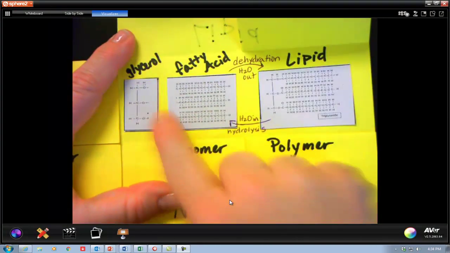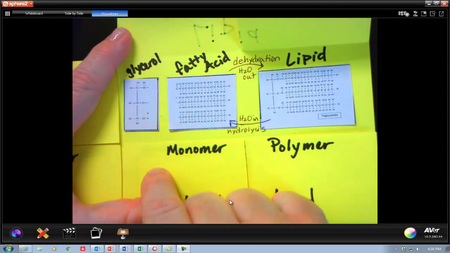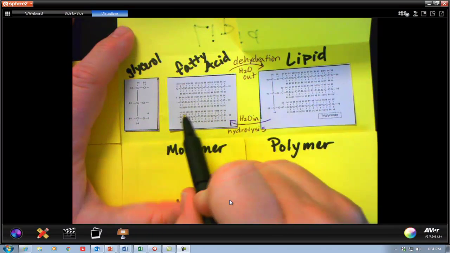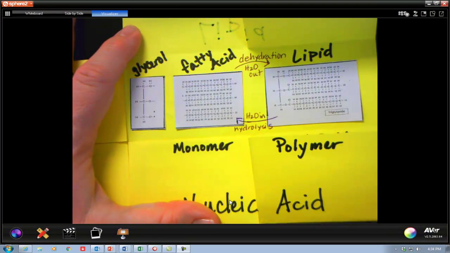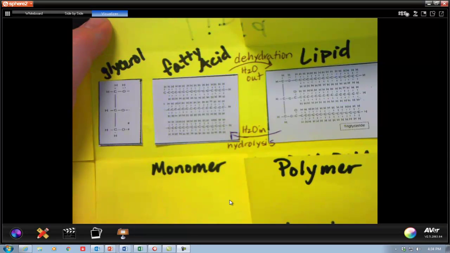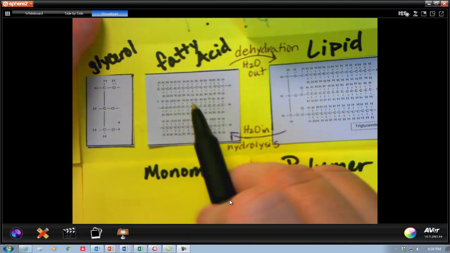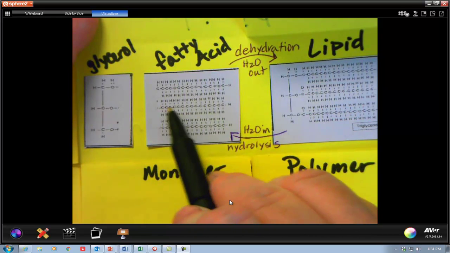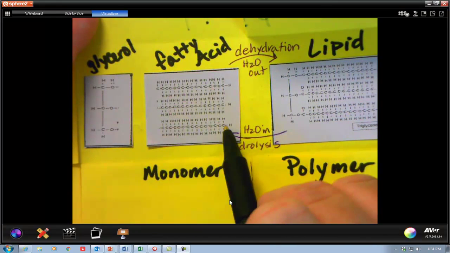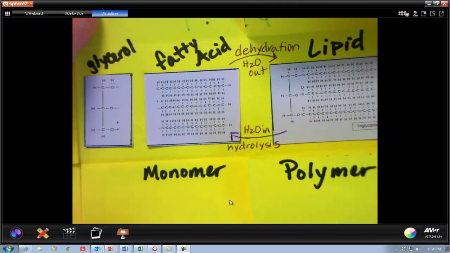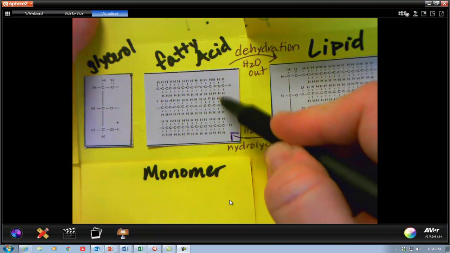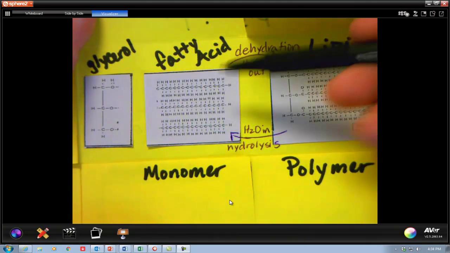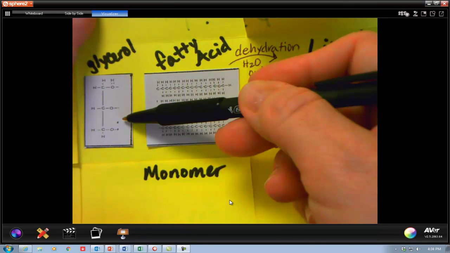We have a glycerol backbone, which looks like this, carbons and hydrogens, and then we have these carbon chains. You can see here, if I enlarge this just a little bit, we have carbon chains with hydrogens connected to them. So here's one chain, here's the second chain, here's a third chain. The fact that there's three chains actually makes this a triglyceride. There's all different kinds of lipids, but this one in particular is a triglyceride. And we say that these chains are now connected to the glycerol.